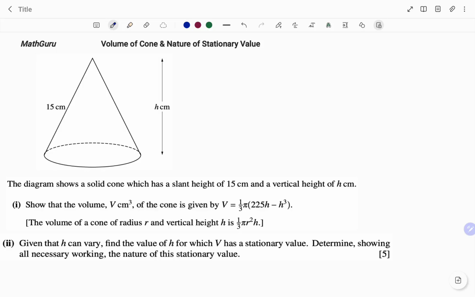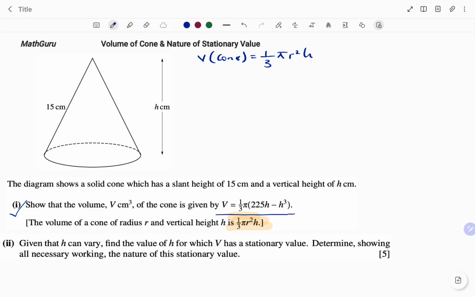I'm going to start with the first part of the question that says, show that the volume of the cone is given by V equals 1 over 3 pi (225h minus h cubed). We've been given a hint for the volume of a cone, so I start with that. I have volume of a cone equals 1 over 3 pi radius squared times the perpendicular height.